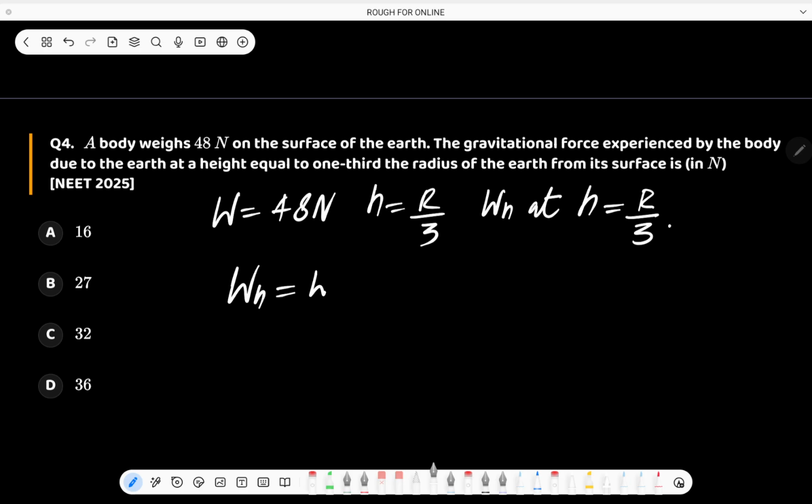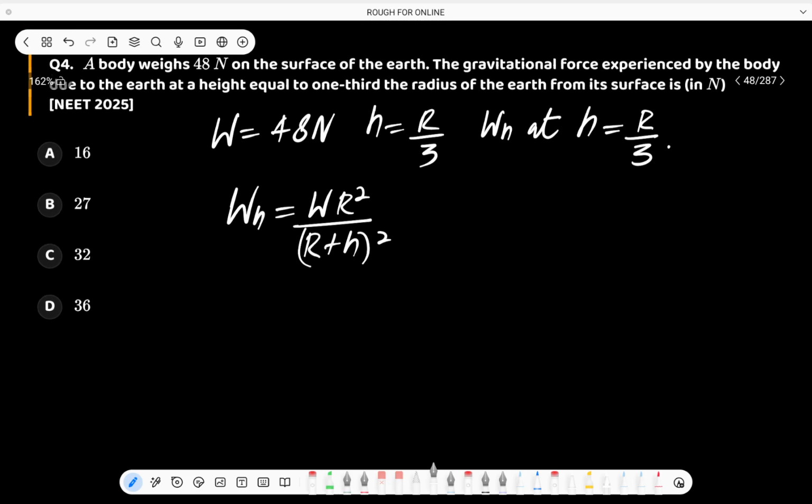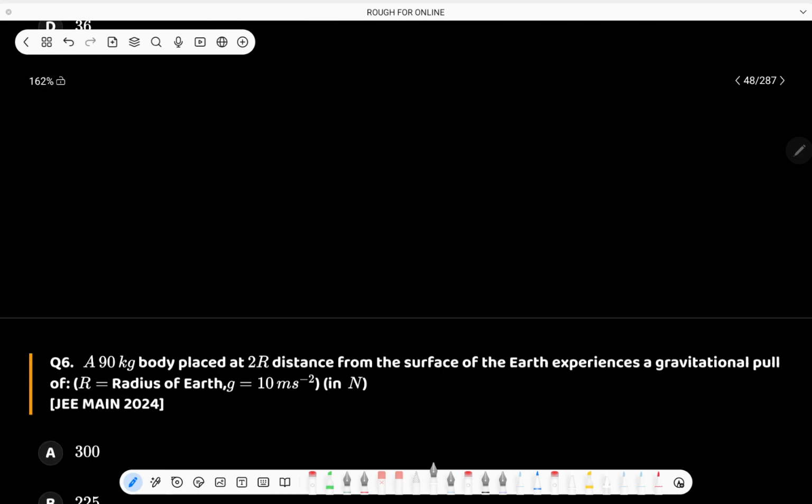WH equals W R square, instead of G R square I have written W R square, divided by R plus H whole square. Just put the value of H here and play with this equation. You will get the answer to this question. So this I will keep as a home assignment for you people.